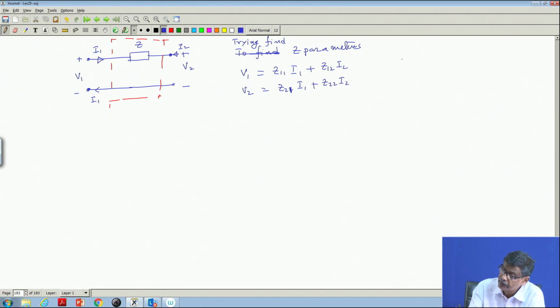Now, suppose I want to find out Z 11, then what should I do? Z 11 is V 1 by I 1 from the first equation with I 2 equal to 0, is it not? That is what I have to do. So, what I told you, you have to excite this two port network with a current source I 1.